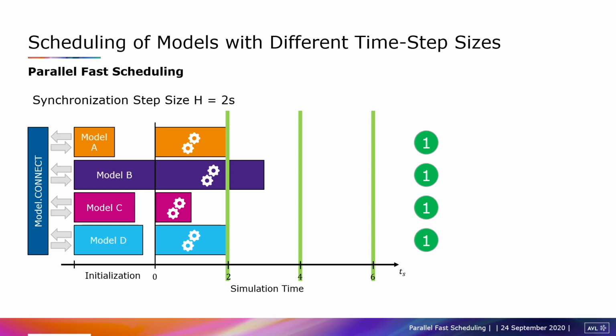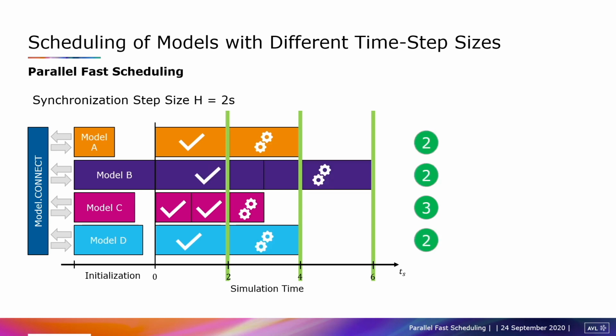With, for example, a synchronization step size of 2 seconds, again, in the first step, all submodels are executed in parallel. Due to the small step sizes of submodel C, it can directly start the second coupling without any synchronization. At simulation time 2 seconds, submodels A, C, and D are in the first synchronization interval. They already fulfill the synchronization conditions. Submodel B is still executed, so the submodels have to wait. As soon as submodel B has finished the step, the synchronization between the submodels takes place, and they can all execute again in parallel. At 4 seconds, A, C, and D are at the second synchronization interval.